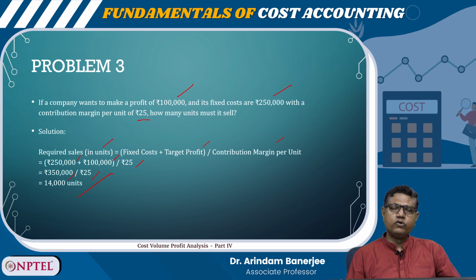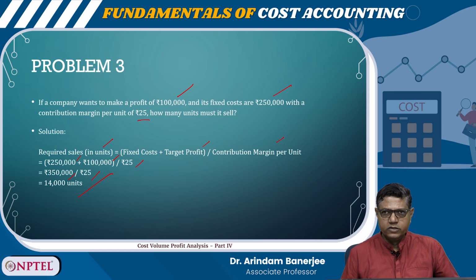There are, however, a few costs which are semi-variable costs, which are partly fixed and partly variable. These costs change with the level of change in production units, but they do not change proportionately. Okay, so we are going to the next example.